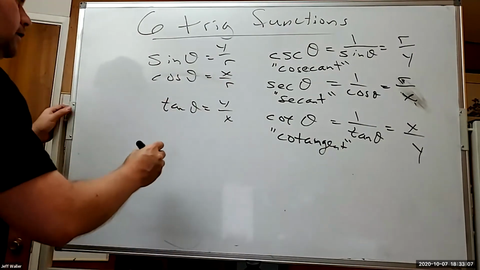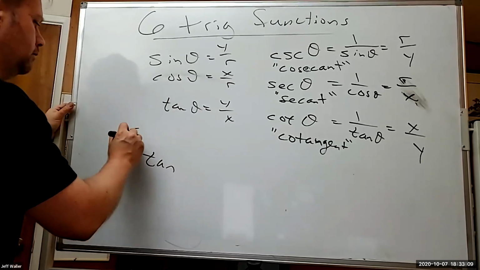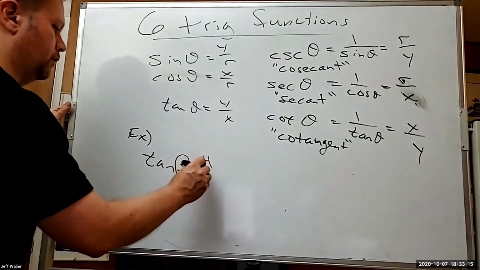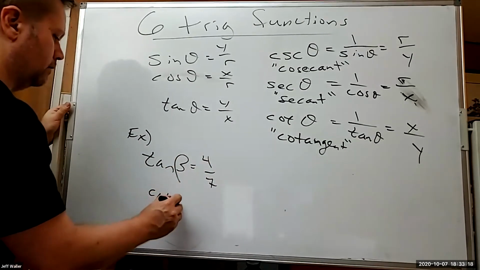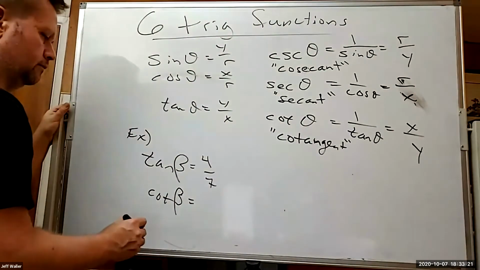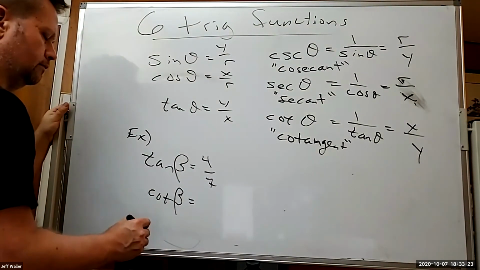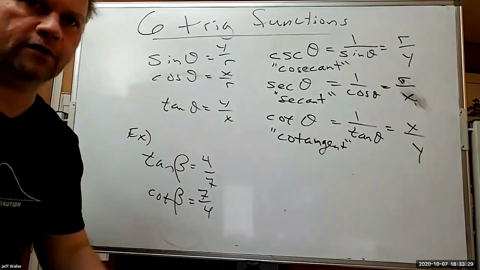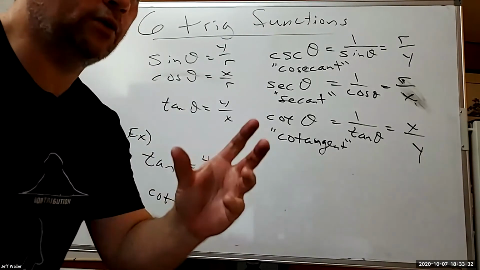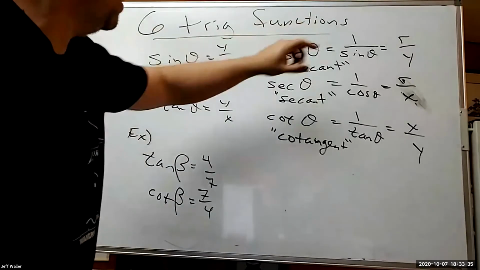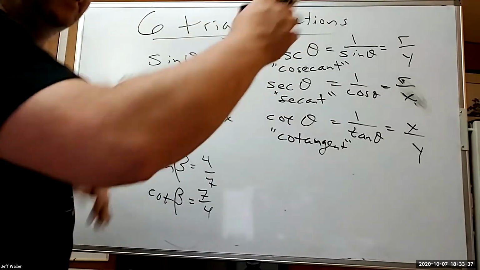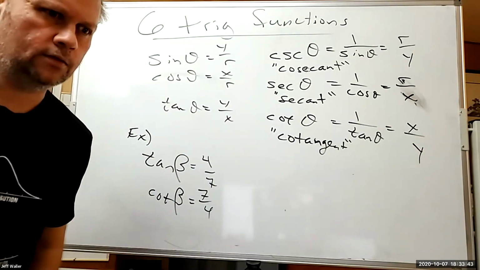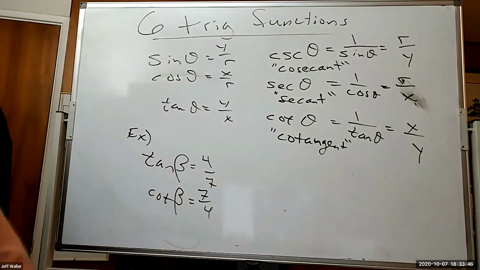So if the tangent of some angle, tangent of beta, is 4/7, then what's the cotangent of beta? 7/4. Great. That's crazy. All right, and so forth. So that's why it doesn't really change what we did earlier. We find these three and we reciprocate, reciprocate, reciprocate. Now we got all six. It's amazing. Okay, I like it. Let's see. That's one.